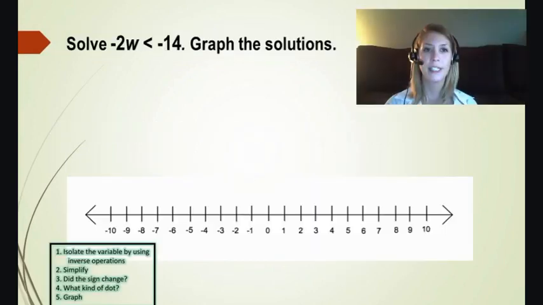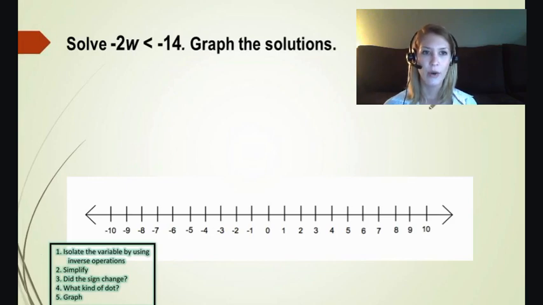So here's our first example. We're asked to solve for -2w is less than -14, and to graph those solutions. The steps that we're going to take are to isolate the variable using inverse operations, and simplify. We're going to ask ourselves, did that sign change? Did we multiply or divide by a negative value? Then we're going to ask ourselves, what kind of graphing dot are we going to use to graph this inequality? And then we're going to go ahead and graph those solutions.